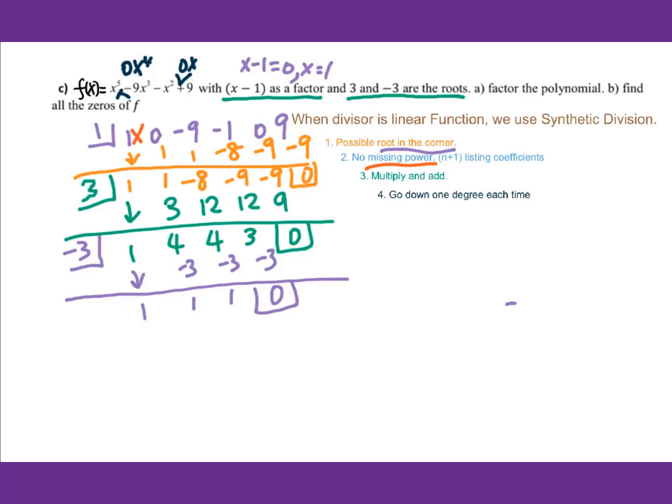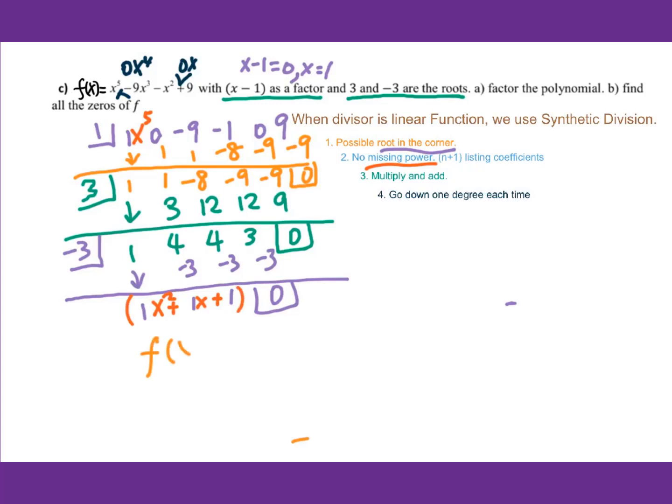This is x to the 5th. Since we did 3 times synthetic division, therefore 5 minus 3, that's x squared, x plus 1. This will be the factor.